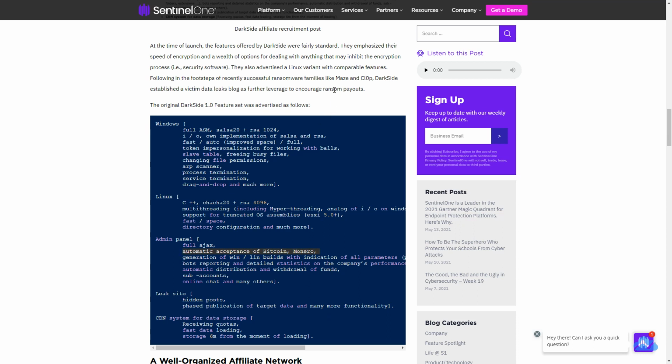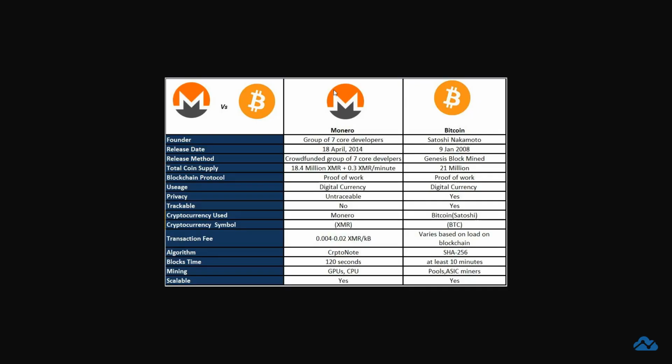And so I believe that Monero is going to be the hacker's choice in this case. Bitcoin is, of course, more widely accepted and available, but Monero has some unique opportunities for hackers, or anyone for that matter, over Bitcoin.